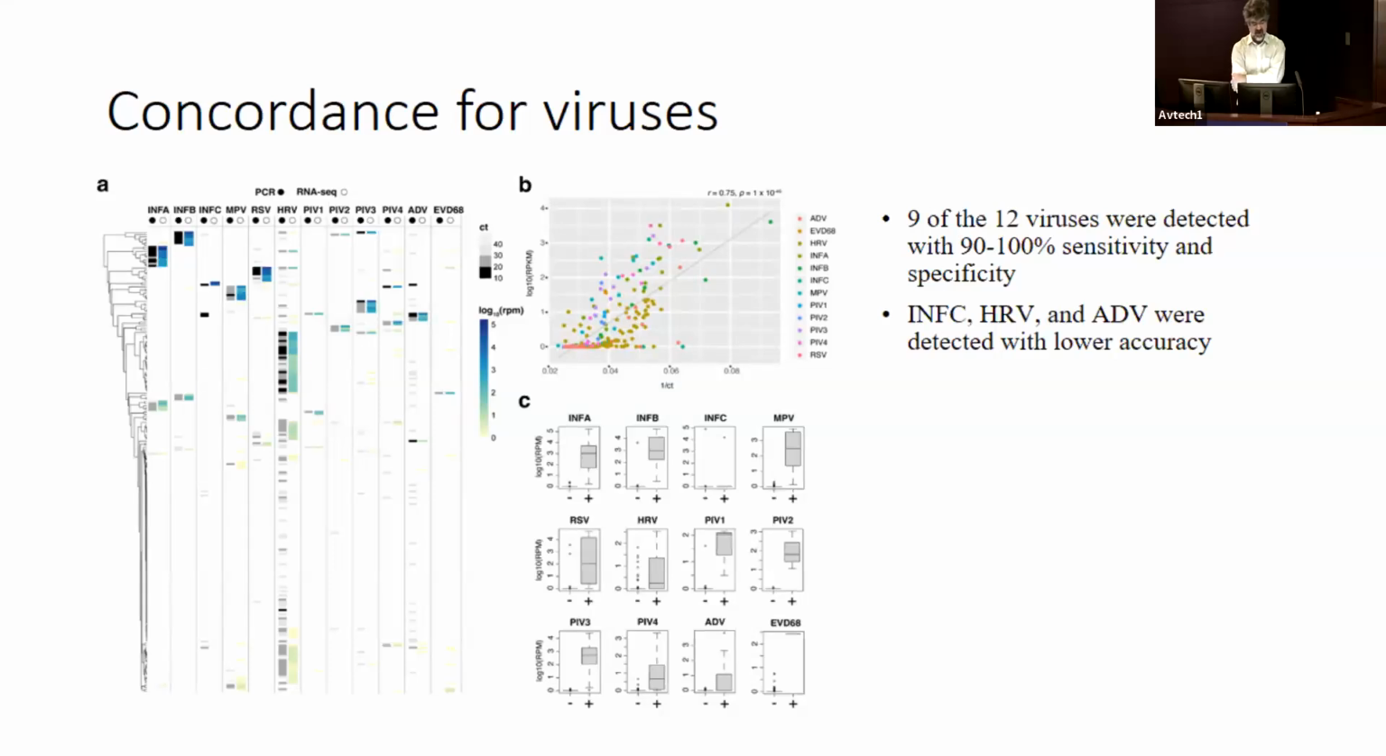And the three viruses did not work well. The influenza C, HRV, and adenovirus were not detected by metatranscriptomics as well. I'm guessing adenovirus is a DNA virus, so maybe that's why, but I'm not really too sure. But overall, the metatranscriptomics is giving concordant results to the clinical testing.